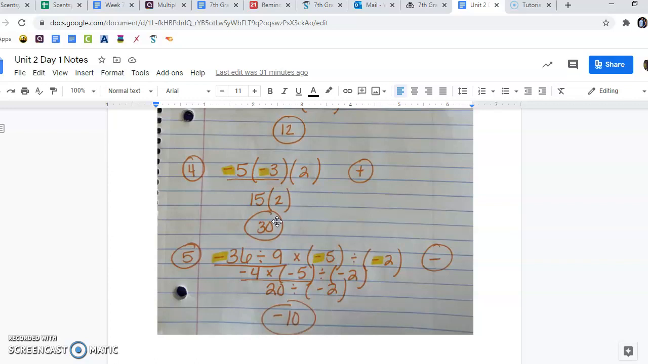Number 5. Again, count your negatives, 1, 2, 3. So we know at the very end our answer needs to be a negative. With multiplying and dividing, we work left to right. So negative 6 divided by 9 is negative 4. Bring all of this down. I underline each step I did so that way you can see negative 4 times negative 5 is positive 20. Bring down this negative 2, so 20 divided by negative 2, 1 negative, and our answer is going to be negative 10.